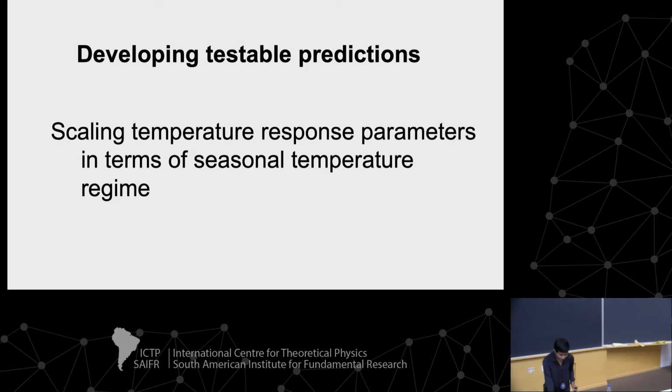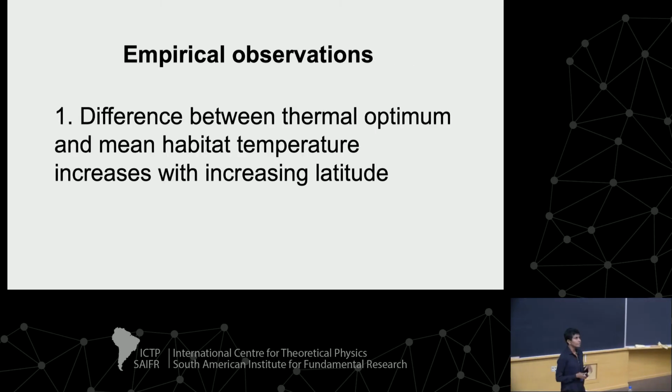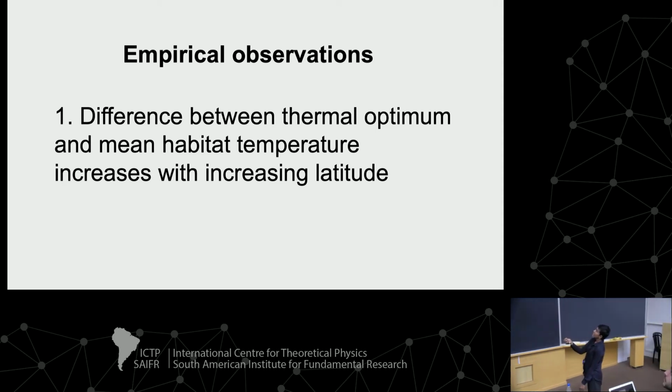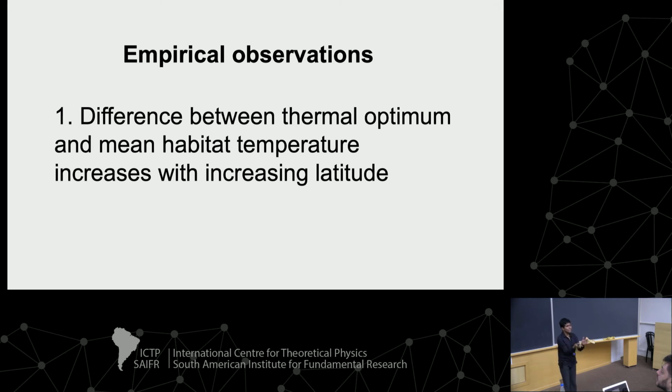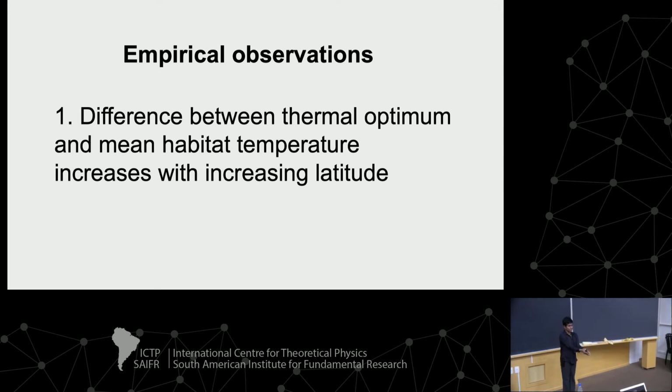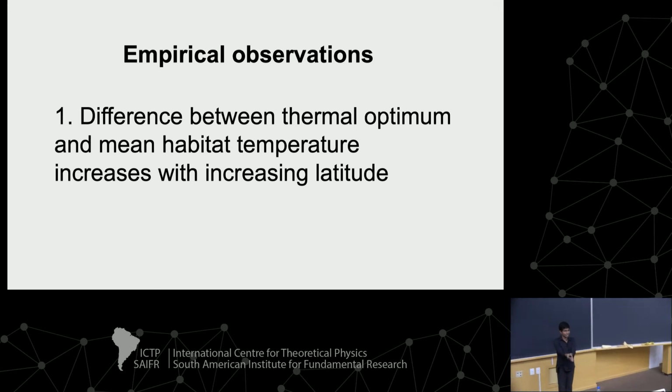Now, there are three empirical observations that are going to help us with this. First, there is the difference between the mean habitat temperature and the species physiological optimum. That difference tends to increase with increasing latitude. And that's from empirical data.